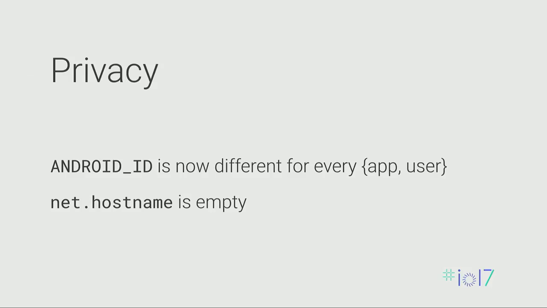Similarly, if you've been reflecting into system properties to get net.hostname, it is empty now. And if you're saying, well, I really need advertising IDs to be able to send users the correct contextual advertisements, that is what the advertising ID API in Google Play Services is for. So go check it out in Google Play, but you cannot use Android ID, you can't trust it anymore, in the same way you might have done.